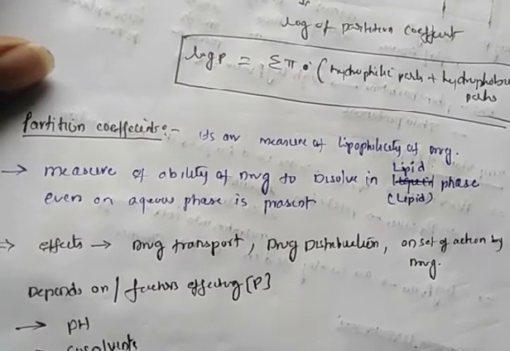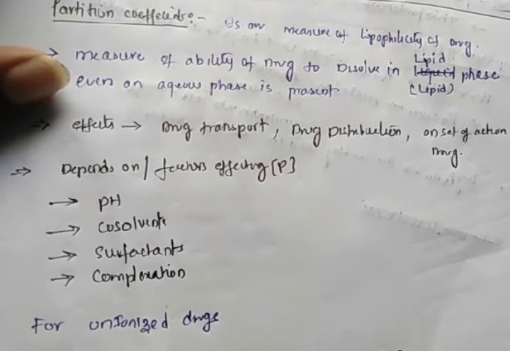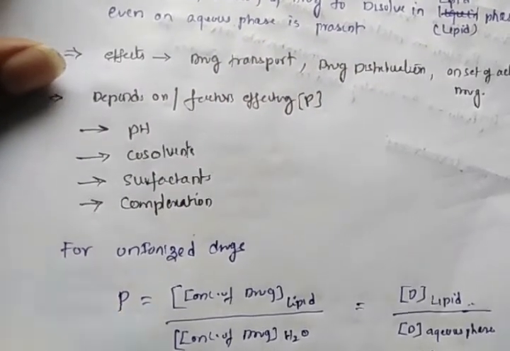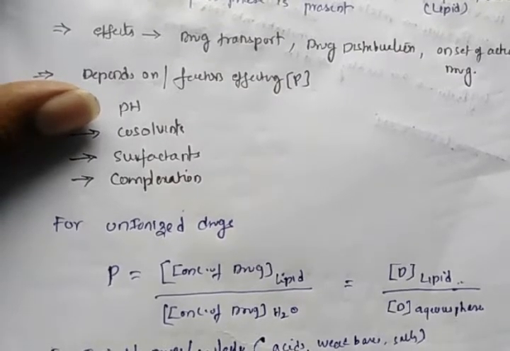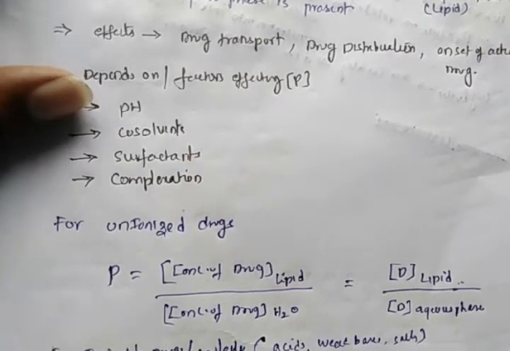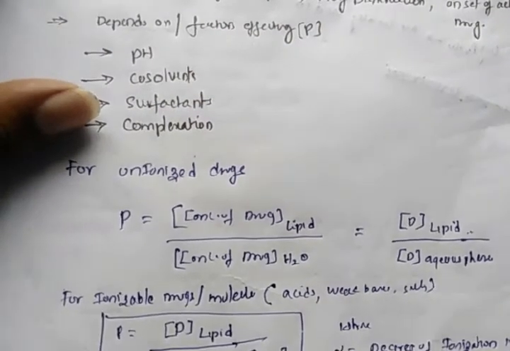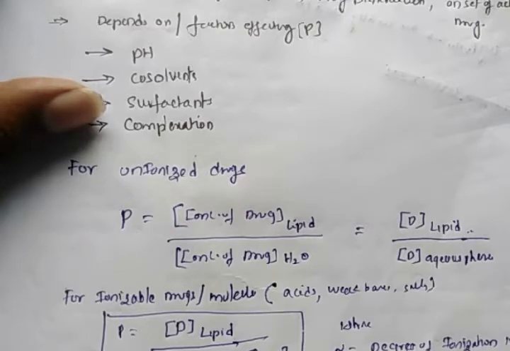Factors affecting the partition coefficient are the pH of the medium, co-solvents in the medium, surfactants in the medium, and complexation. For unionized drugs, the partition coefficient is the ratio of concentration of the drug in lipid medium to the concentration of the drug in aqueous phase. For ionizable drugs, the partition coefficient is equal to the ratio of the drug in lipid phase to the drug in aqueous phase multiplied by 1 minus alpha, where alpha is the degree of ionization in the aqueous phase.